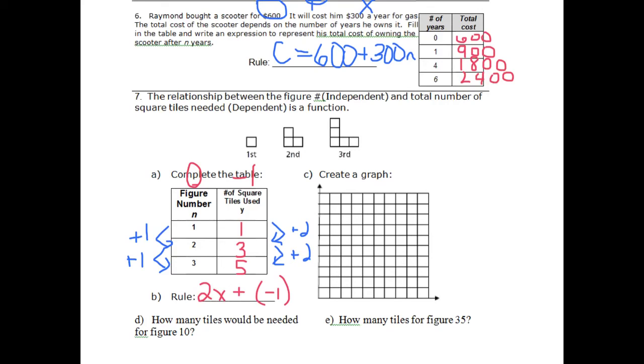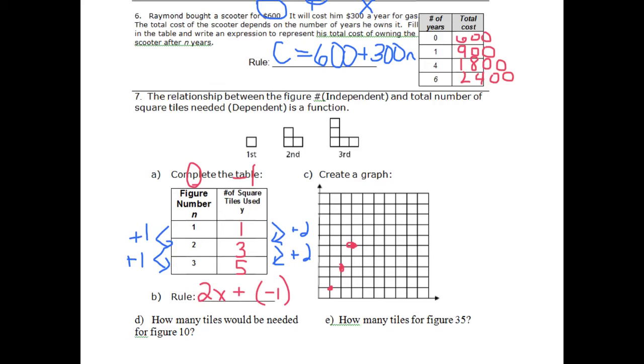So let's go ahead and graph this table. We've got a 1, 1. We're going to put it right here. Then we're going to go out 2 and up 3 and put one right here. And out 3 and go up 5. So there's our graph.